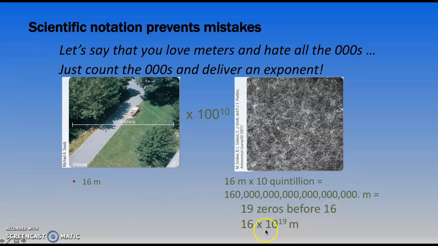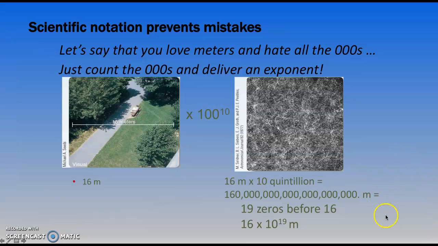So look what I can say. 16 times 10 to the 19th. Got 19 zeros. Those all represent a power of 10. 16 times 10 to the 19th meters. So much more precise and easy, even space-wise, to put this into data charts. So that's why we're really going to be concentrating on scientific notation.